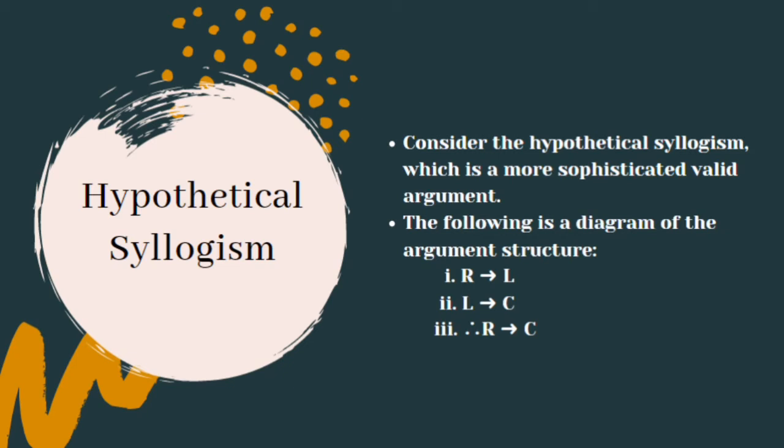Hypothetical syllogism. Consider the hypothetical syllogism, which is a more sophisticated valid argument. The following is a diagram of the argument structure. Premise 1, if R, then L. Premise 2, if L, then C. Conclusion, therefore, if R, then C.